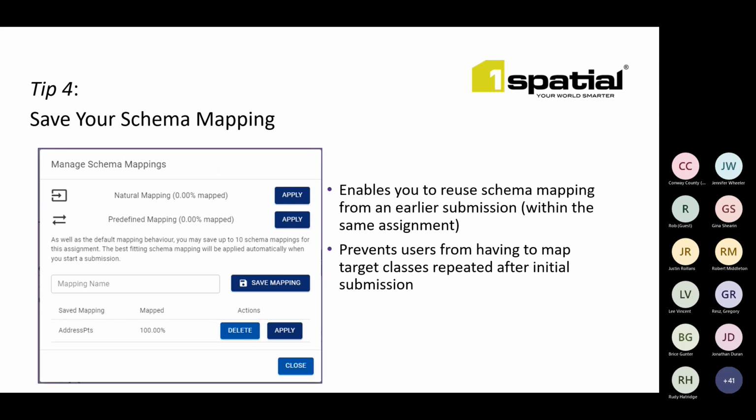Finally, I'm just going to emphasize saving your schema mapping. It does allow you to manage that schema mapping. You can save up to 10 schema mappings per assignment. That's especially helpful if you're submitting for different suppliers, or if you are submitting for different locations that might have different schema for their address points, for their road center lines. And it does prevent you from having to remap your classes and your attributes repeatedly after your initial submission.